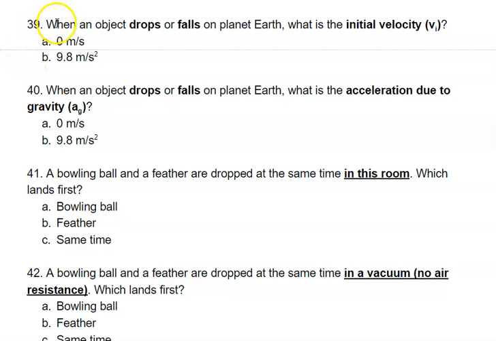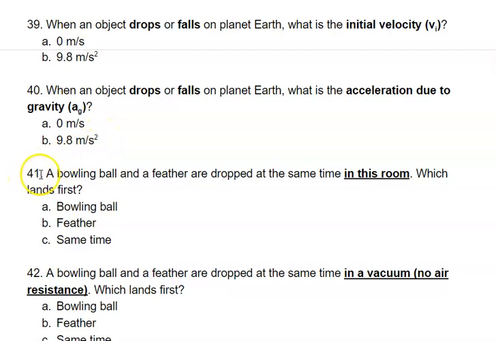Number 39. When an object drops or falls on planet Earth, what is the initial velocity, or VI? A, 0 meters per second, B, 9.8 meters per second squared. 40. When an object drops or falls on planet Earth, what is the acceleration due to gravity, also known as A sub g? A, 0 meters per second, B, 9.8 meters per second squared.